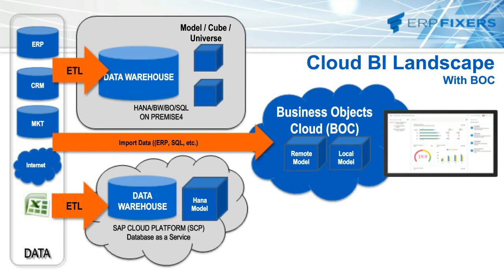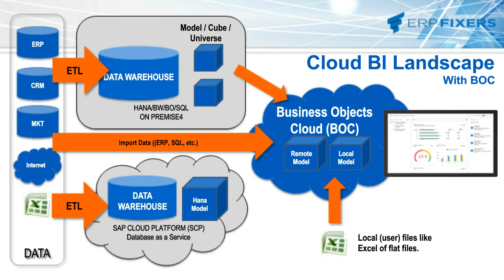A remote model or a live connected model does not move the information into Business Objects Cloud. So BOC can also connect, as I was saying, live to a data warehouse that's running on HANA or not, and also can source information from universes and InfoCubes in Business Warehouse. Or you could also have your data warehouse and your HANA models in SAP Cloud Platform. That's kind of like a hosted version of SAP or a multi-tenant version of HANA. And you can connect models on the cloud to your BOC account in the cloud as well.